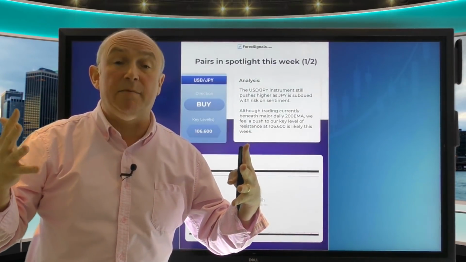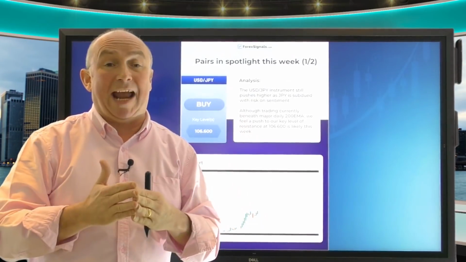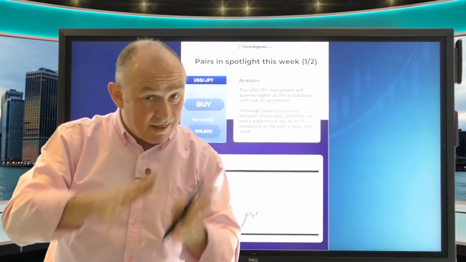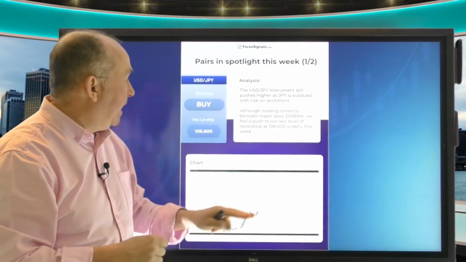If you look at the stock markets at the moment, stock markets are very, very buoyant, very well bid. And as the stocks go higher, typically the safe haven currencies like the yen and the Swiss, they tend to come down. That's basically what's happening at the moment. I'll show you that on the momentum meter in a moment.